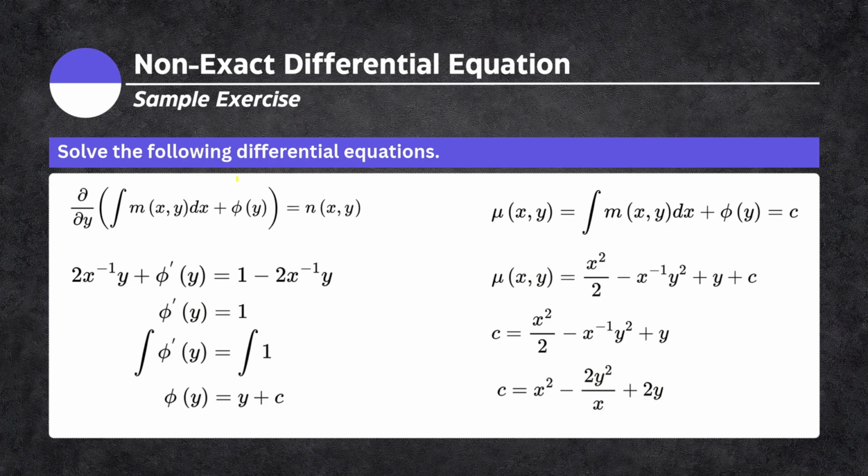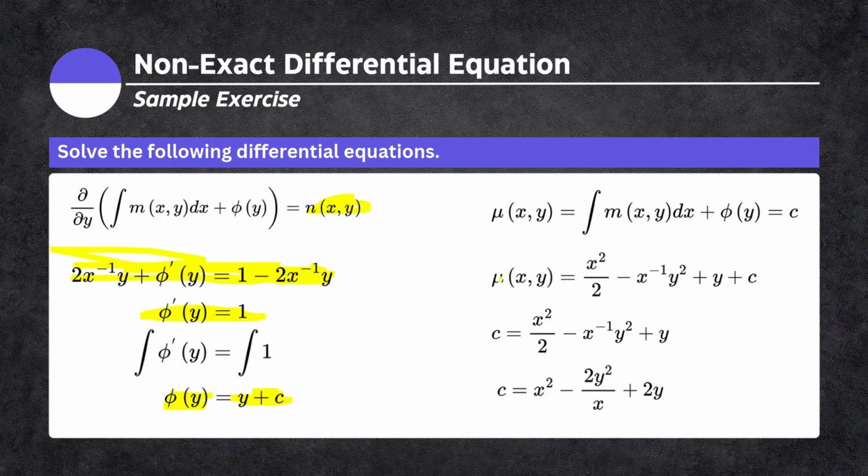Then once we have that answer, we need to equate it to our n function, which is 1 minus 2 x raised to negative 1 y. So here it is. Just solve for phi prime of y and the answer will be 1. Okay, and then integrate it. So the answer will be phi of y equals y plus c. This is our constant that we will substitute in our final answer.